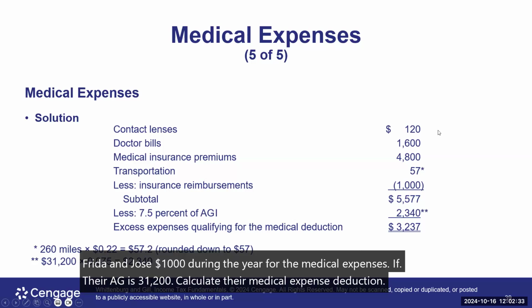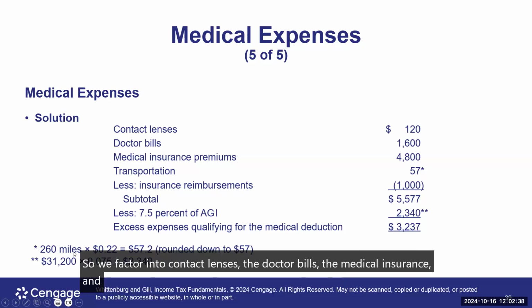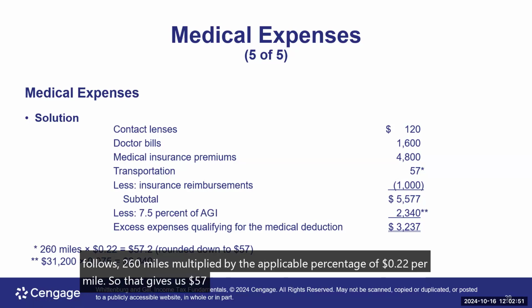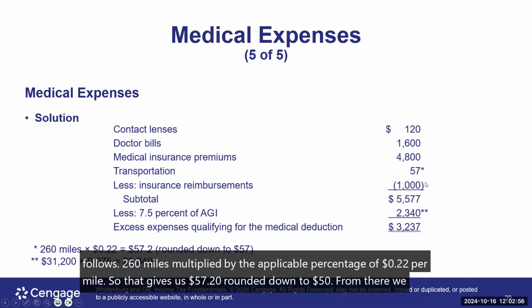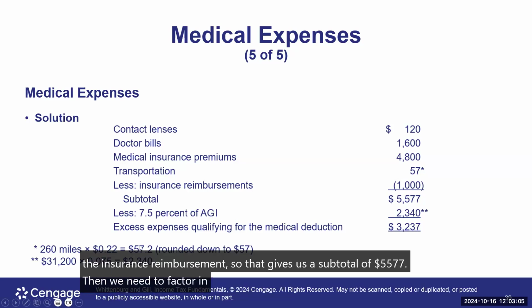So we factor in the contact lenses, the doctor bills, the medical insurance, and the transportation. As we see here, transportation was calculated as follows: 260 miles multiplied by the applicable percentage of 22 cents per mile. So that gives us $57.20 rounded down to $50. From there, we subtract the insurance reimbursement. So that gives us a subtotal of $5,577.